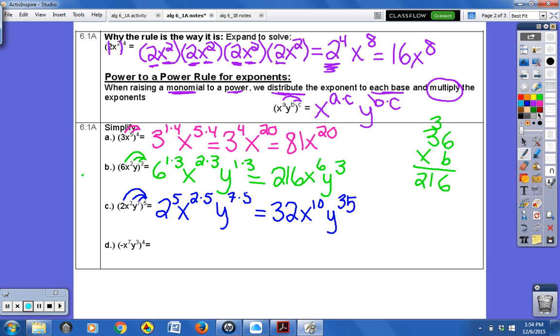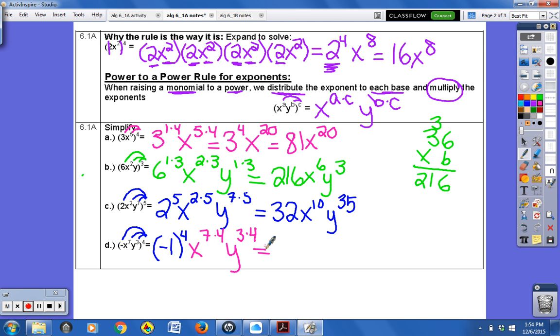And then our last one, we're going to go ahead and distribute the 4 to the negative, to the x, and to the y. So the negative is really the number -1. So this is -1 to the 4th power. And I want to change my color because I don't like doing the same color twice. Okay, and then I have x to the 7th times 4 because I distributed, and y to the 3 times 4 because I distributed.